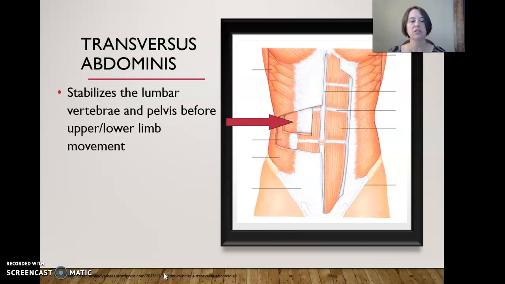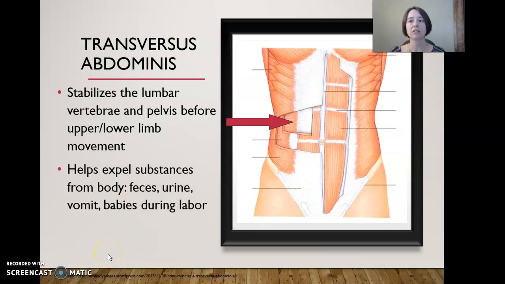And that is going to stabilize the lumbar vertebrae and your pelvis before you move any of your upper or lower limbs. So it's really important for core stability, because before you can do anything out here, this transversus abdominis contracts and keeps the vertebrae and the pelvis where they need to be.